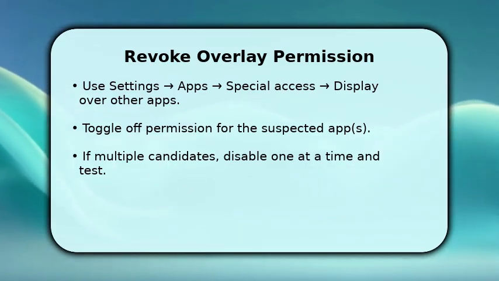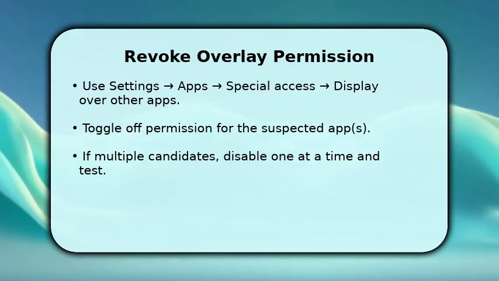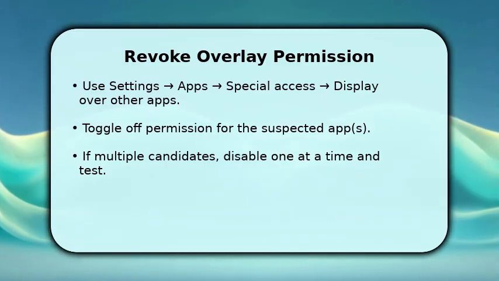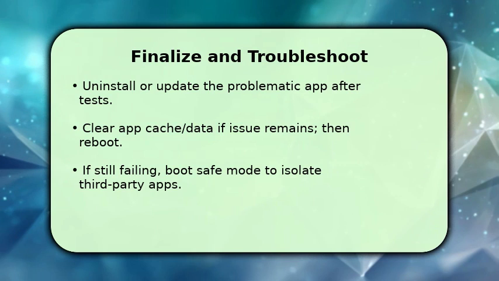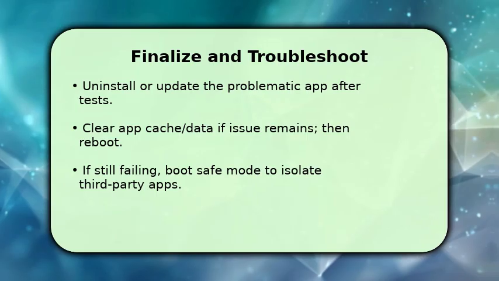If toggling permissions fails, restart the target app or the phone. Sometimes changes need a quick reboot to take effect. Finish by removing or updating the app that caused the overlay once you confirm the problem is resolved. Clear its cache or data from app info, then reboot the device to ensure clean state.